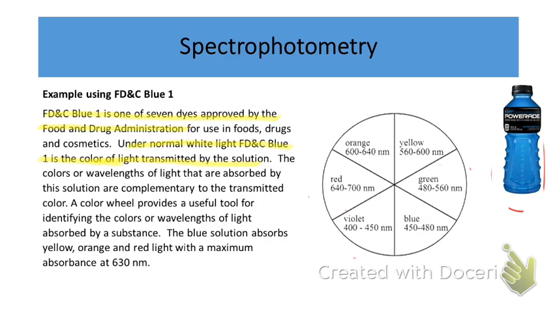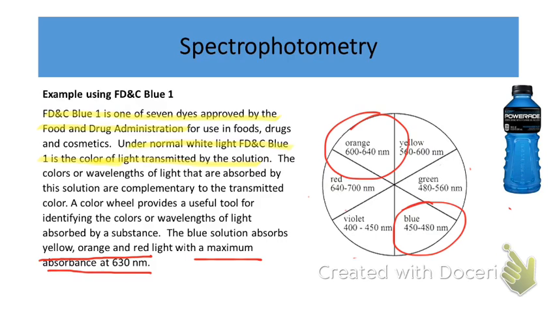All right, so back again, FD&C Blue 1. That compound transmits blue light, and so it's going to absorb orange. It also absorbs yellow and red light, but mainly orange. And the maximum wavelength at which Blue 1 absorbs is 630 nanometers, which is in the orange range of the spectrum that is absorbed by Blue 1.